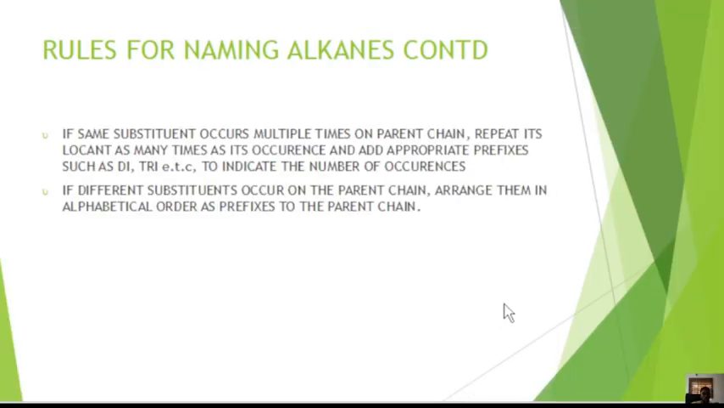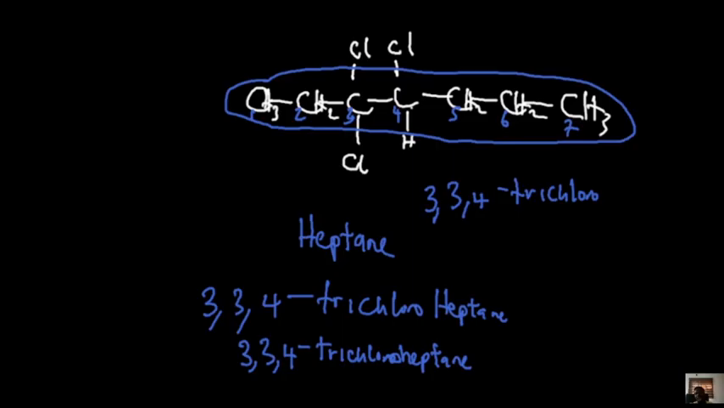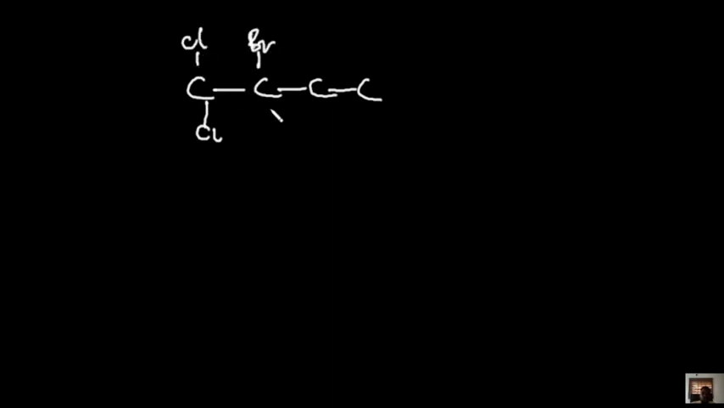Okay, having said this, we go to the next group, which happens to be the final rule for our study. And that rule simply says, if different substituents occur on the parent chain, arrange them in alphabetical order as prefixes to the parent chain. So you have situations or conditions where multiple substituents occur. Take, for instance, you have this 1, 2, 3, 4, and then you have chlorine here, bromine here, maybe another chlorine here, or let's add methyl, CH3.